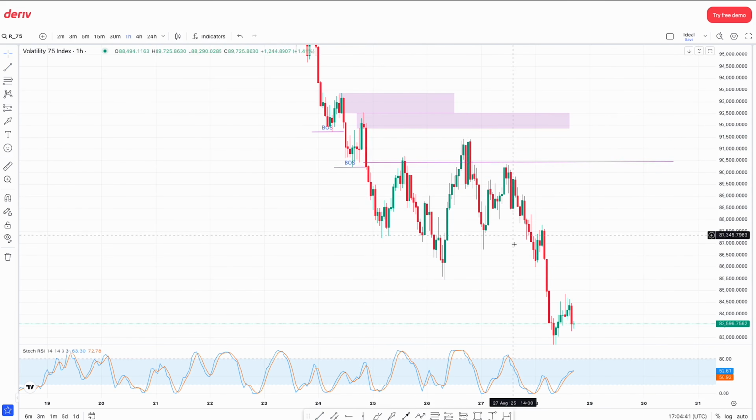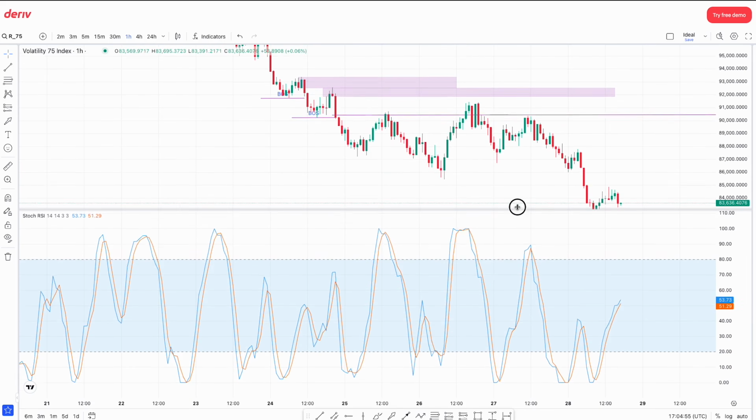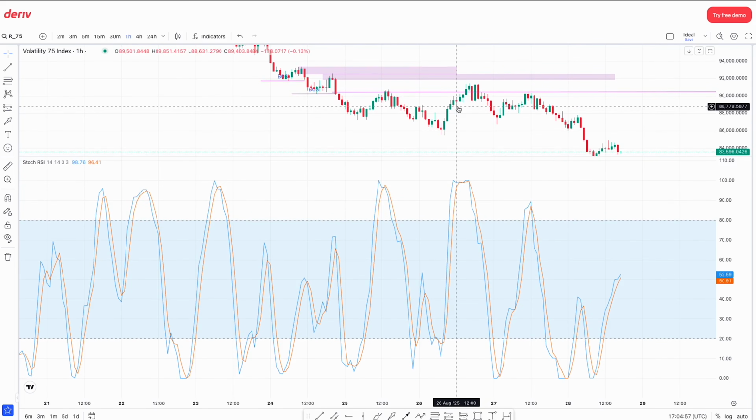This line is 705. So let's investigate this. When it was coming up, it didn't get to this point, but when it got here, we had the first cross. Let me zoom in so you can see. We have the very first cross around here, but the market hasn't gotten to my 705, so I'm not interested in what it's doing. Okay, but then it crossed again.